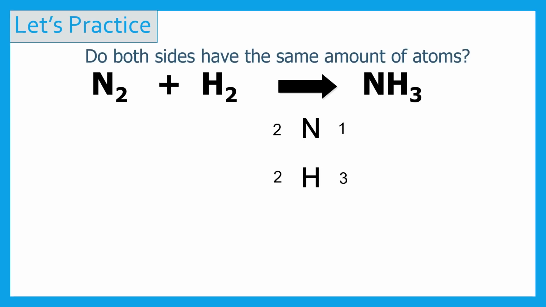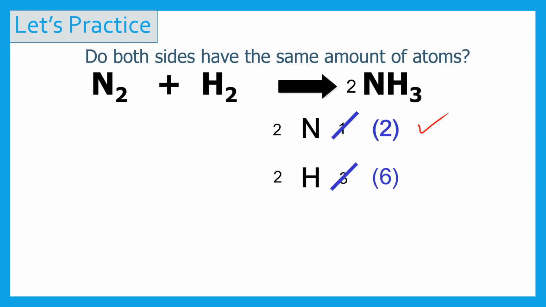So I'm going to put a coefficient of 2 in front of the product side. That's going to change my nitrogen to 2, but it's also going to affect the hydrogen on the product side because it's a molecule. Now we're distributing, and it's going to change that hydrogen to a 6. Well, now our nitrogens check out, but our hydrogens no longer check out.